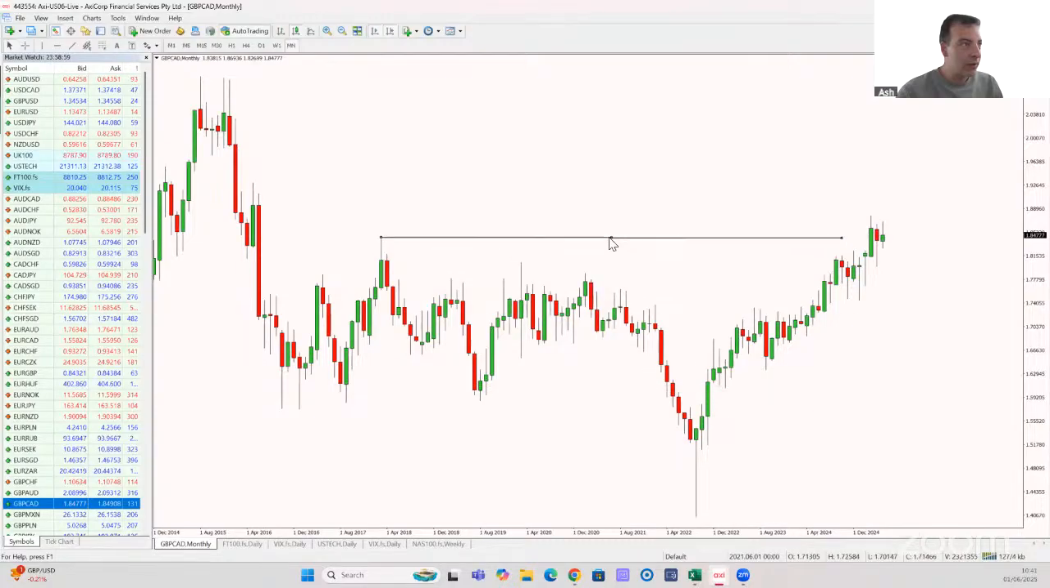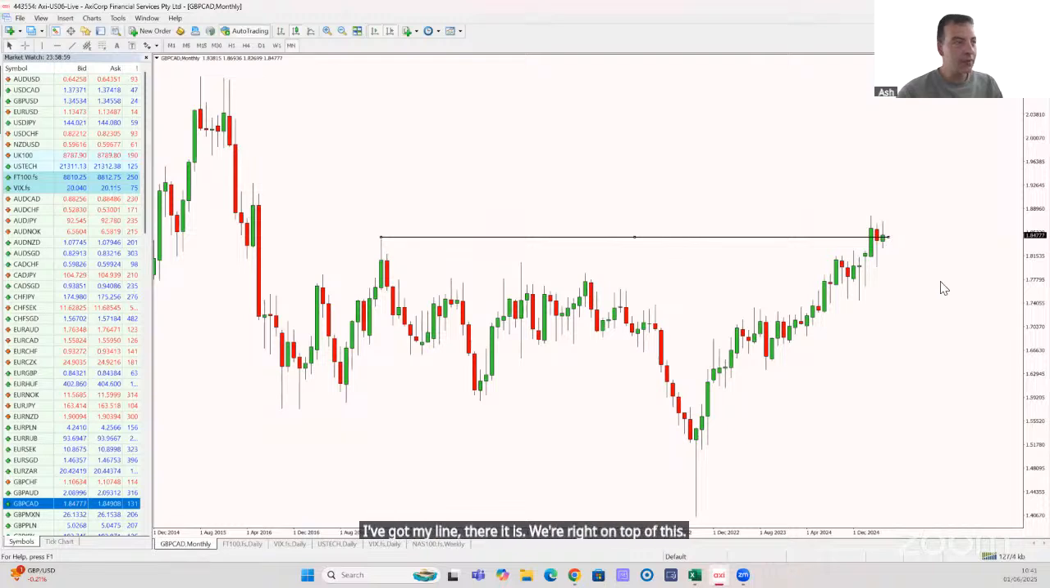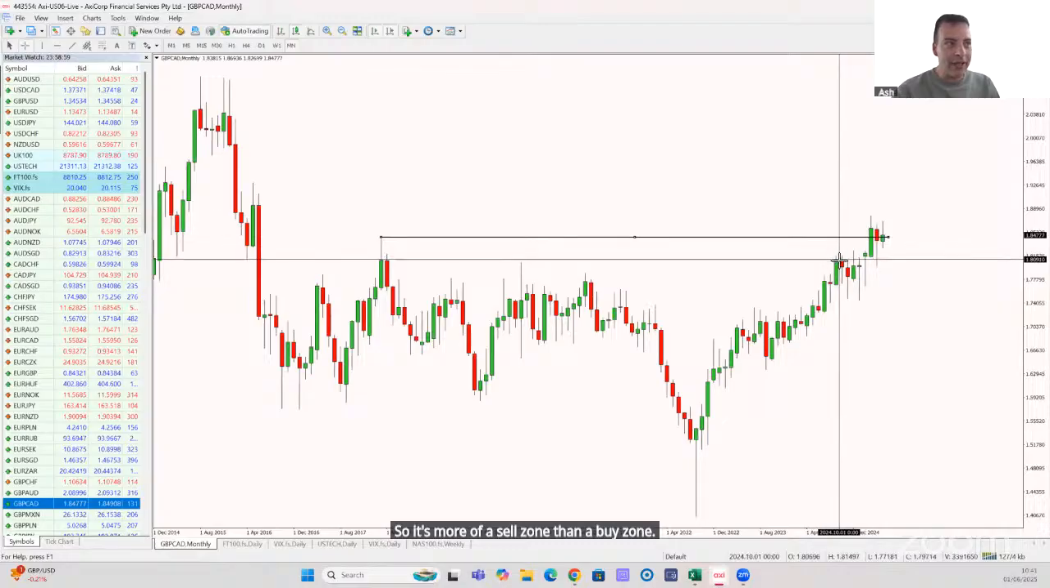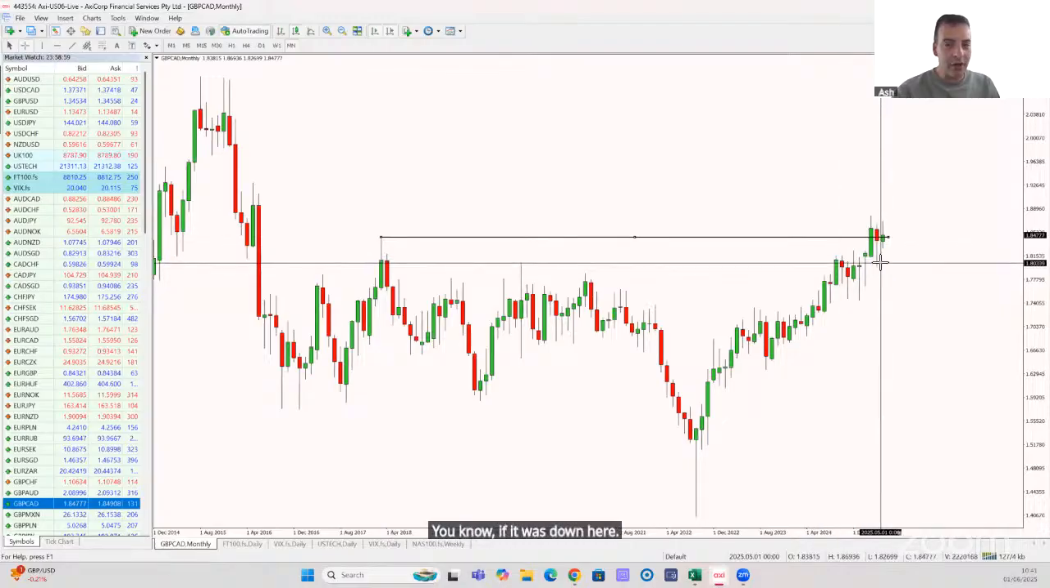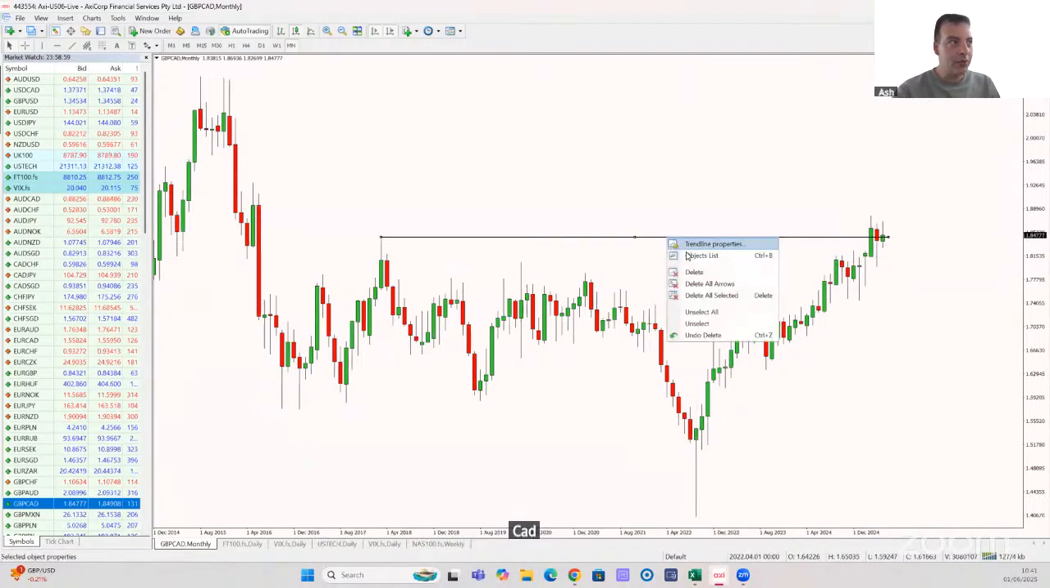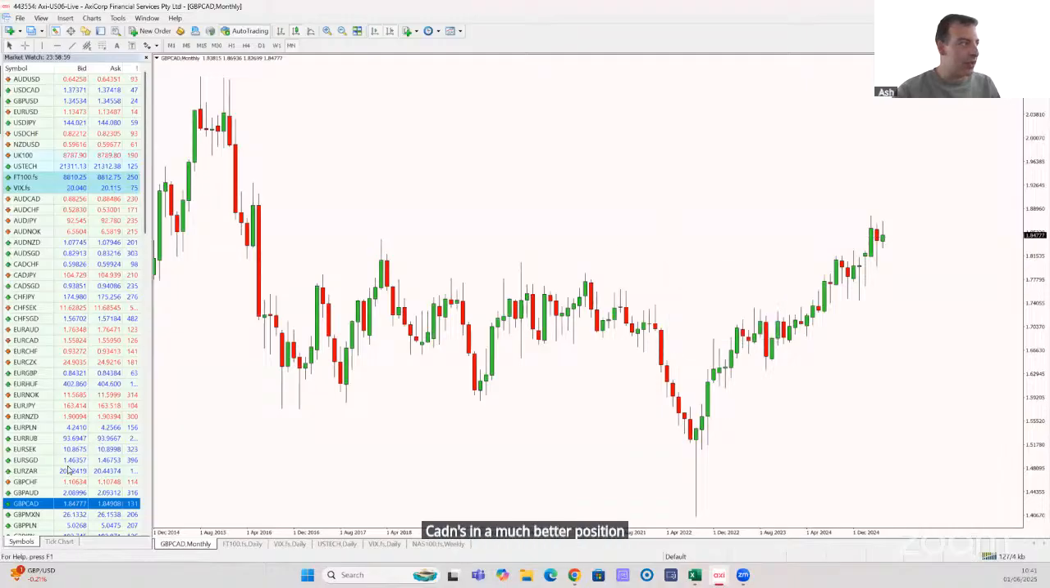Grab my line, there it is. We're right on top of this. So it's more of a sell zone than a buy zone. If it was down here, we'd be looking at this as a buy zone. CAD yen's in a much better position on a technical basis.